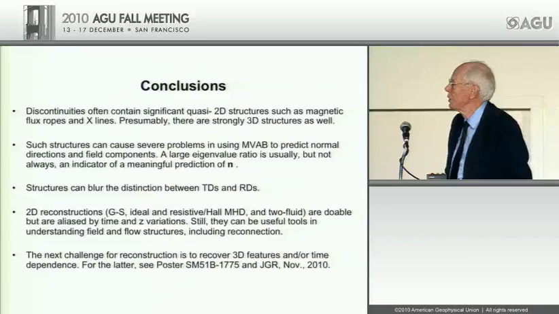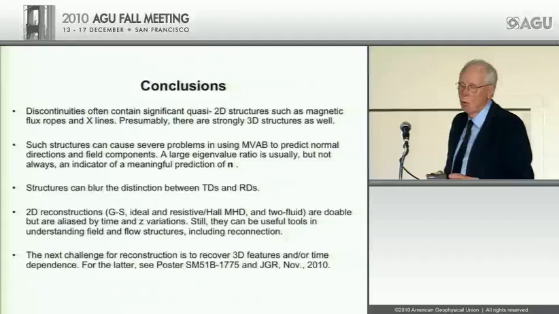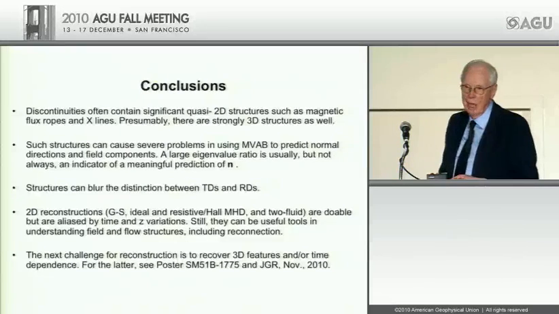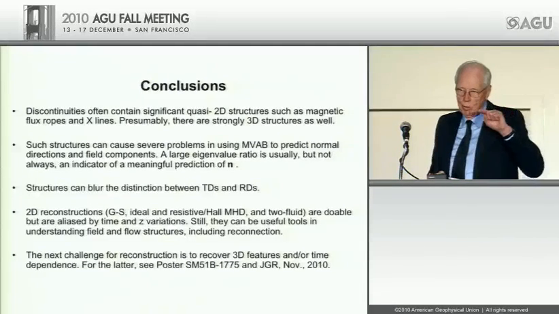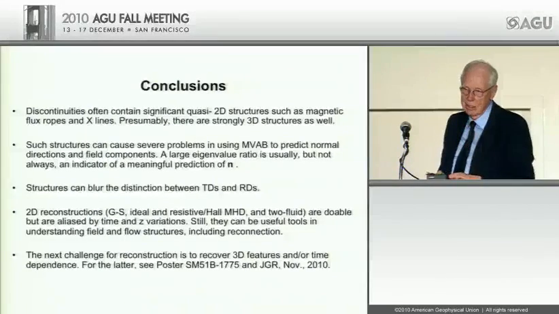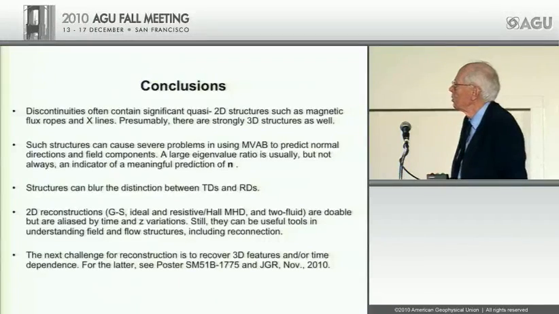And finally, let me say that you can do 2D reconstructions, not only in Grad-Shafranov and in ideal and resistive MHD, but in Hall MHD and in two-fluid. They're all doable, but they're all aliased by time variations, I think, to some extent or another. And they all are also aliased by Z variations, because the spacecraft flies through with a component of the Hoffman-Teller velocity along the Z-axis as well. Still, it looks to me like they can be useful tools for understanding field and flow structures, including reconnection.